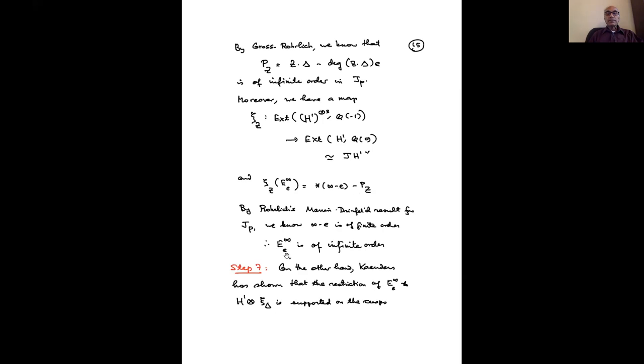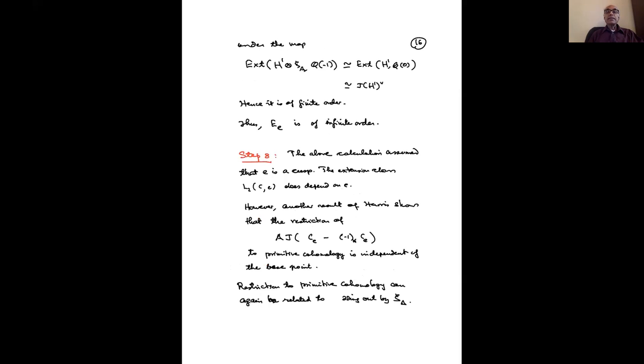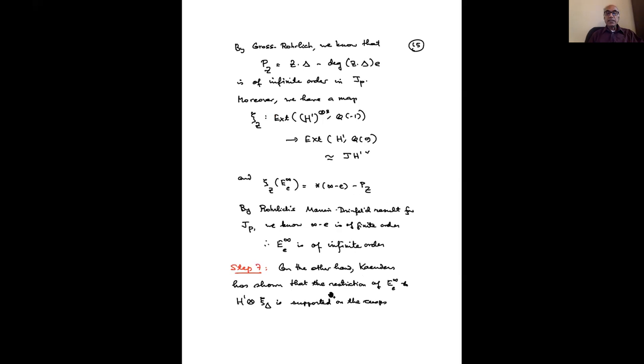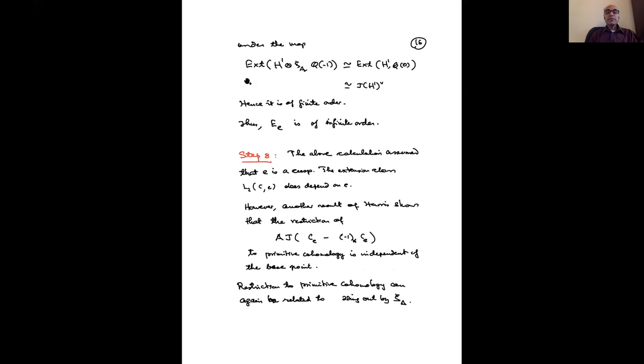On the other hand, work of Cantor's shows that the other piece of it is in H1 tensor psi delta, that is, in fact, the image here is supported at the cusps. And therefore the difference between E sub E and E sub infinity is of finite order. Therefore E sub E is also of infinite order.